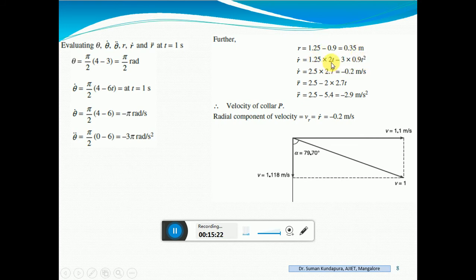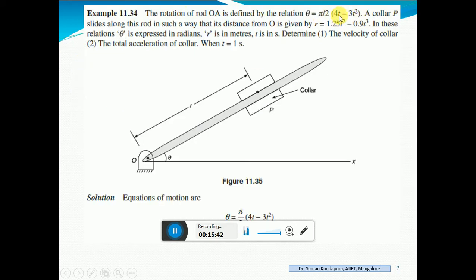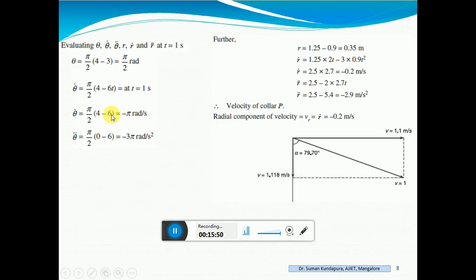That is 2.5 minus 2.7t. So substitute the value of t there and get the R double dot answer. Likewise theta. Theta equation is given as pi by 2 into 4t minus 3t square. First differentiation of this is pi by 2 into 4 minus 6t. So here t is equal to 1 second. Substitute, and you find this as minus pi radians per second.